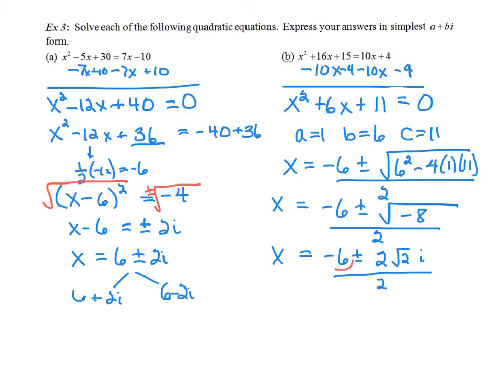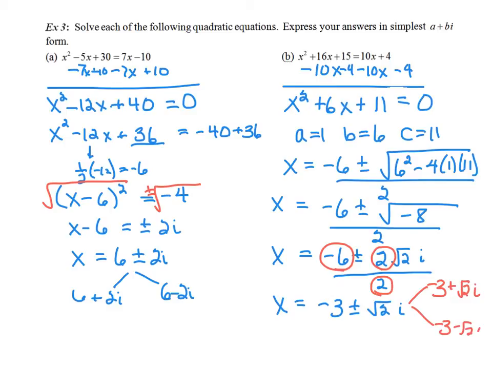And when I simplify this, I've got to take all 3 coefficients, all 3 outside numbers, and divide by the same thing. All 3 can be divided by 2, so that's going to give me negative 3 plus or minus radical 2 times i. The denominator, when I divided by 2, would just give me a 1. So my two solutions here are negative 3 plus radical 2i and negative 3 minus radical 2i.